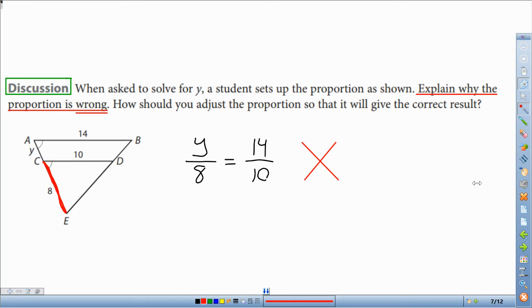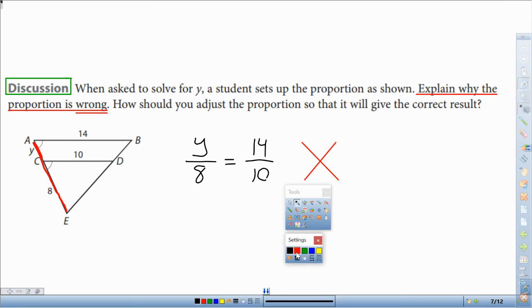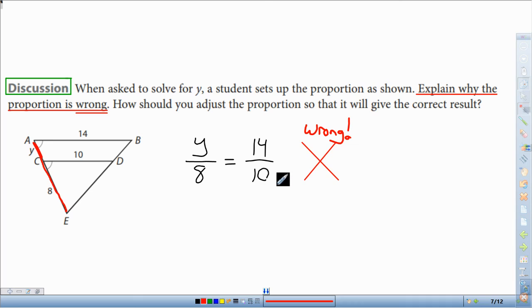Y, though, is not the side length of this big triangle. It is just a piece of the side length. The entire side length of this triangle is this whole thing. Well, how do we represent that when it's two different things? We just add them. So this side length here can be represented as y plus 8. So this is wrong. Maybe in your notes, just really show yourself that this proportion is wrong, and let's show what the right one would look like.